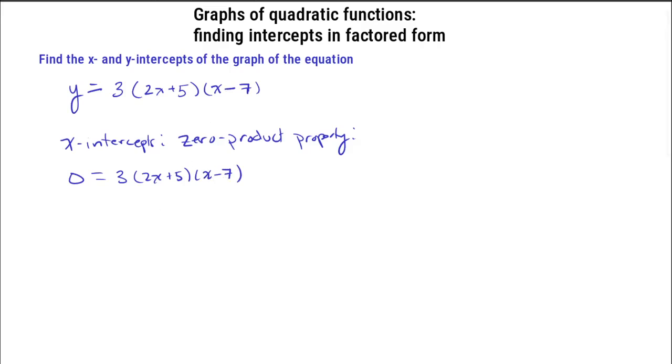And the zero product property kicks in. We can divide both sides by 3, so we can cancel that. 0 divided by 3 is still 0. And then we're just looking at these two factors. And the zero product property says that if they multiply to 0, one of those factors had better be the 0.